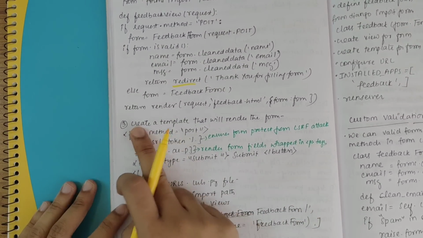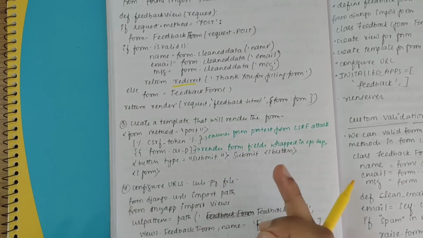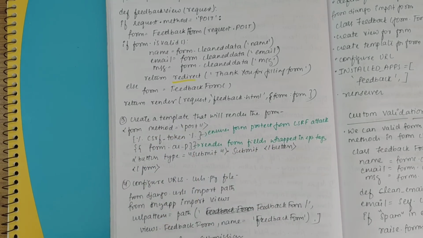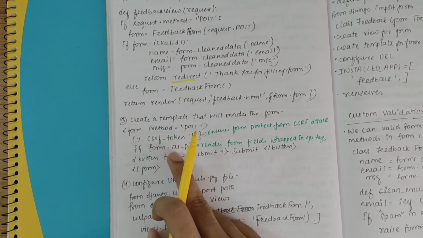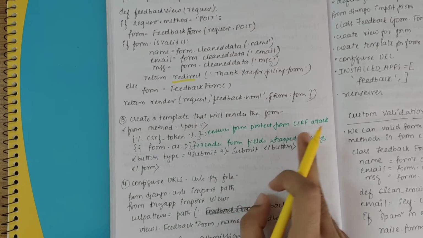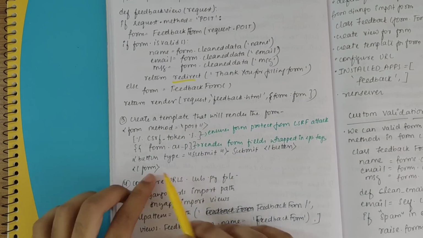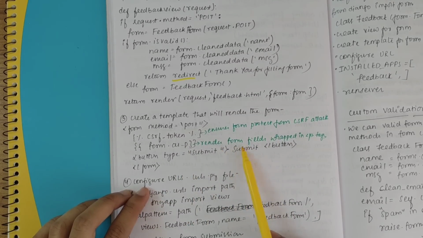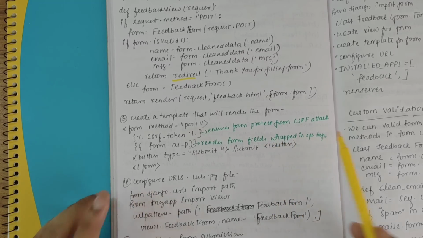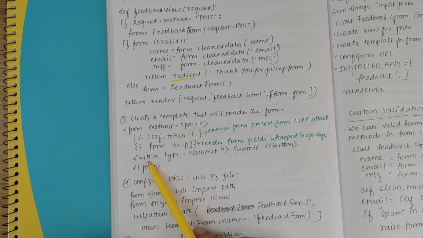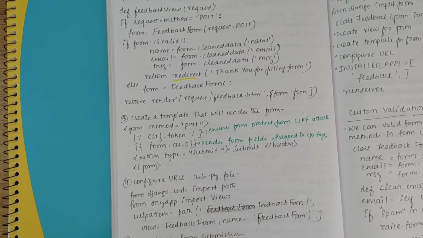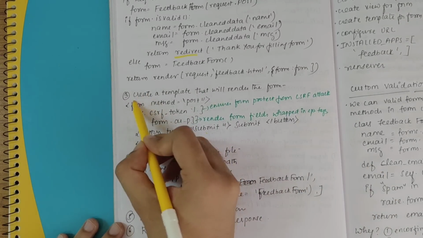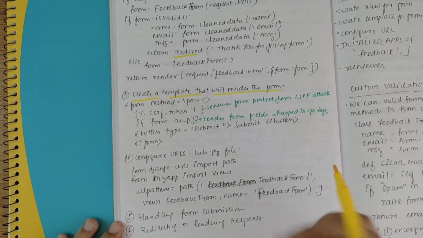Here we create a template that will render the form. We make use of form method is equal to post, again uploading the value, and the CSRF token. This ensures protection from CSRF attacks. Then we have form.as_p, which renders the form fields wrapped in paragraph tags. Then button type is equal to submit. I submit the data and I end the form. So this was my third step, to create a template that will render the form.